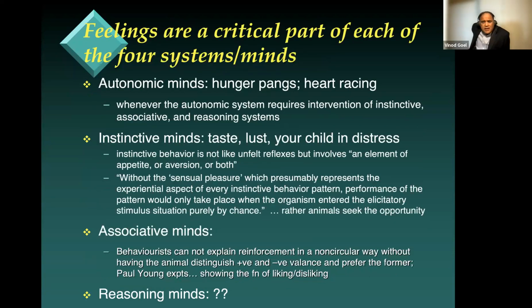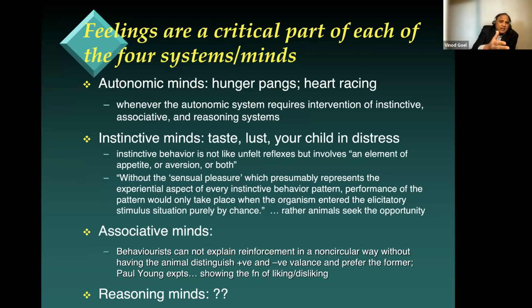Okay, so this is established neuroscience, right? This is nothing new there. Now, what I want to do is come back and look at each of these systems and say what roles feelings are playing in there. So again, when we're looking at autonomic systems, look at hunger pangs, your heart racing. Whenever the autonomic system requires intervention of the other systems, it is through feelings.